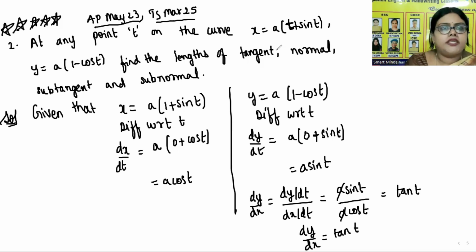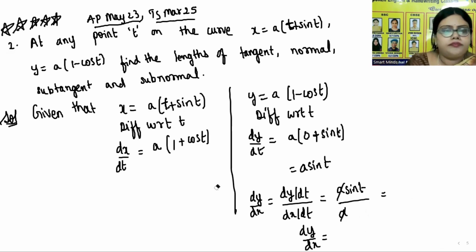So there is a slight change in this question. Here you have t plus sin t. So if this is t plus sin t, then if you differentiate, we will get a into 1 plus cos t. Okay, so this is dx by dt. And now when you divide this, again there will be a change. A into you will get 1 plus cos t.